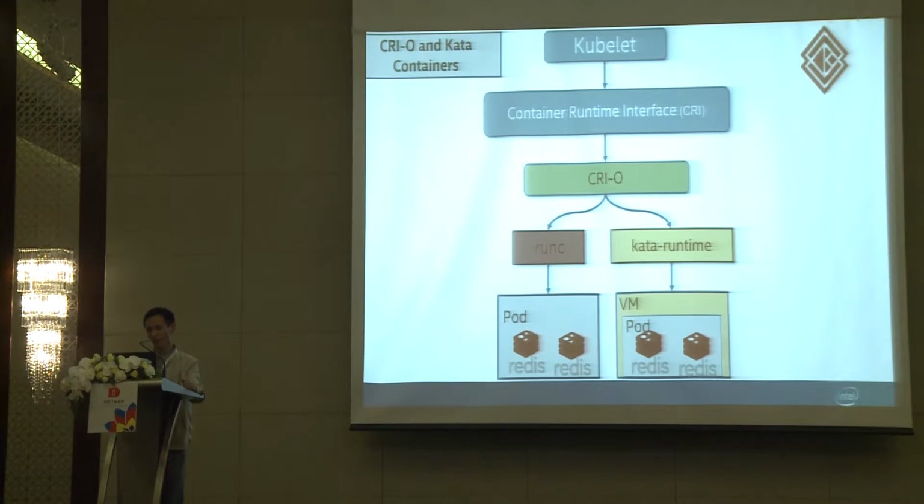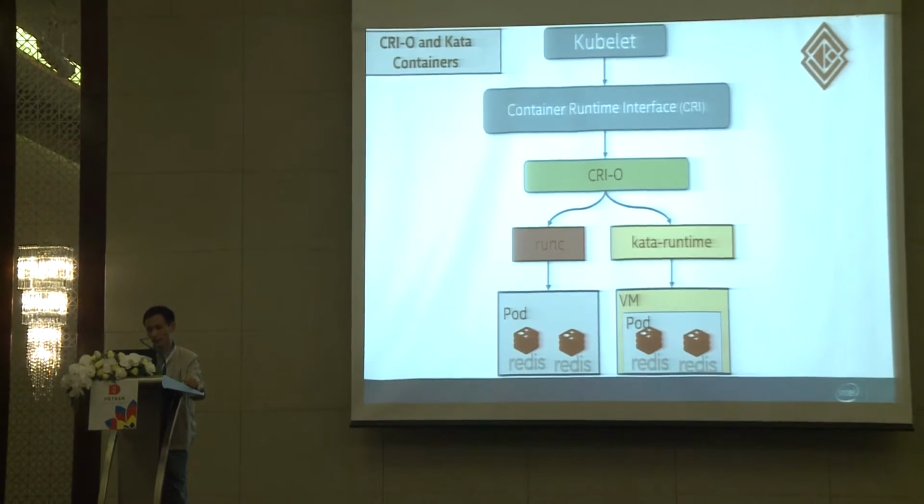So this is how Kata container integrates with Kubernetes. Kata container is actually a container runtime. So it's actually a replacement for the runC runtime, right? runC is a traditional container runtime. And Kata container can be seamlessly integrated with Kubernetes.